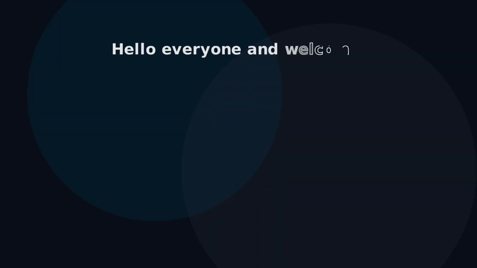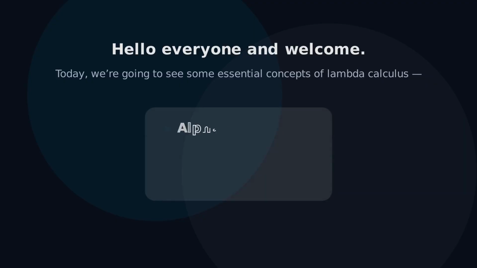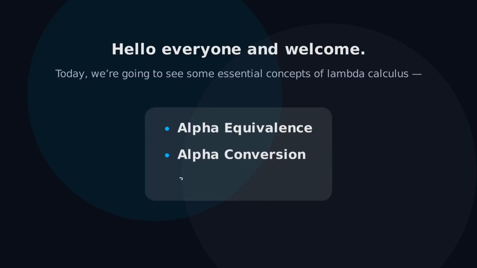Hello everyone and welcome. Today we're gonna see some essential concepts of lambda calculus: alpha equivalence, alpha conversion, and beta reduction. These are key ideas in understanding how we manipulate and evaluate lambda terms.